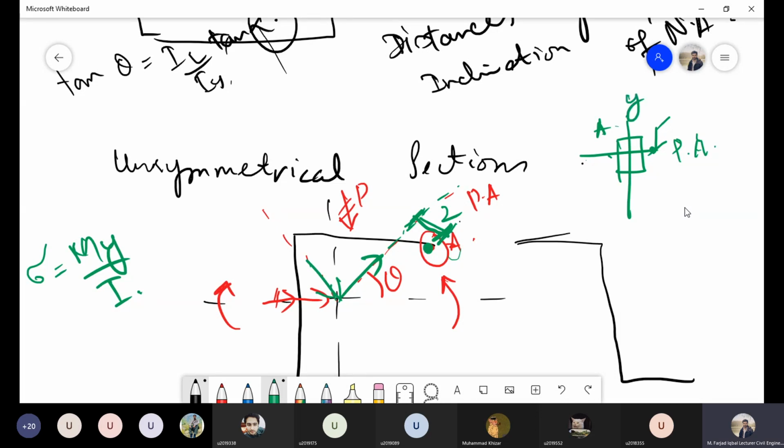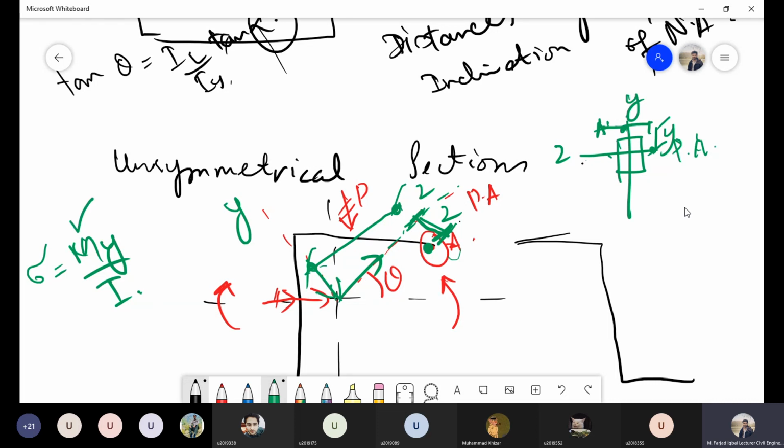For example, in the case of a rectangular section, if these are my two axes, y and z, then the y distance is the perpendicular distance from this horizontal axis to the point under consideration, and similarly the z distance is from this y axis to the point under consideration. Now, if this is the z axis and this is the y axis, then my y distance will be from this particular axis to the line of action of this point A. So this is how we take the distances that we have to substitute into this equation.